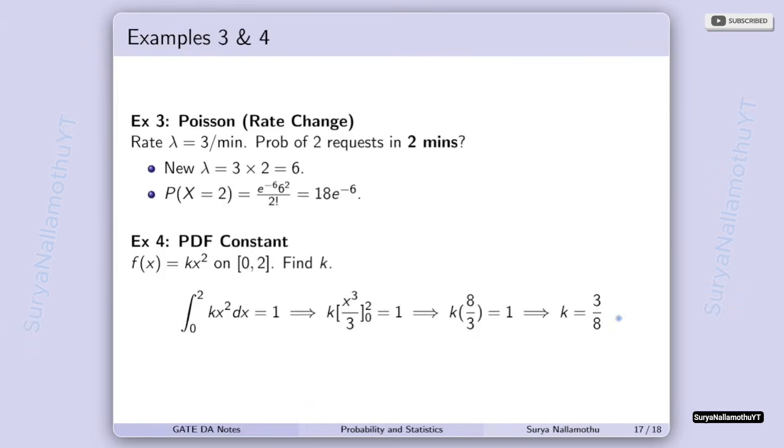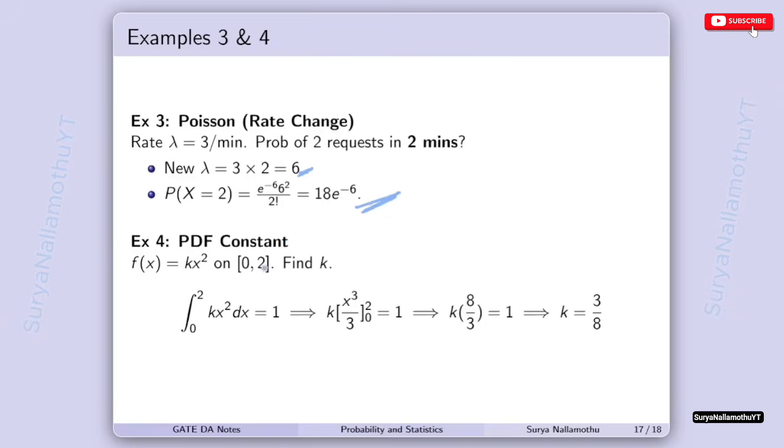Next, examples 3 and 4. In the third, we know the probability distribution function. The formula is e power minus lambda into lambda power r by r factorial. We applied that formula in this situation. We are given initially lambda equal to 3 per minute. After 2 minutes, lambda is 3 into 2, so we get 6. So if probability x equal to 2, then by applying this, we get 18 into e power minus 6 as the answer.